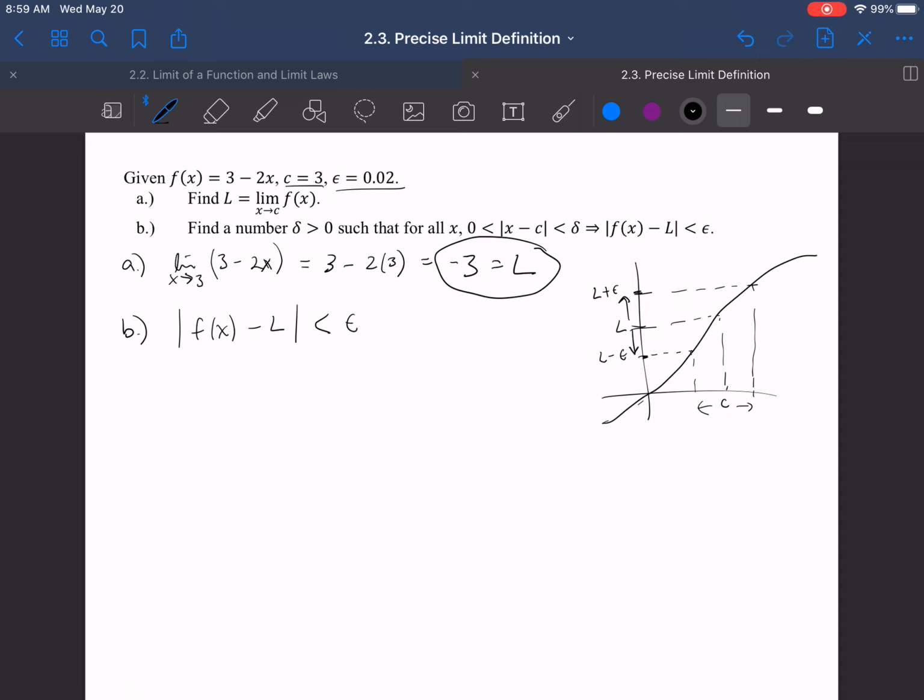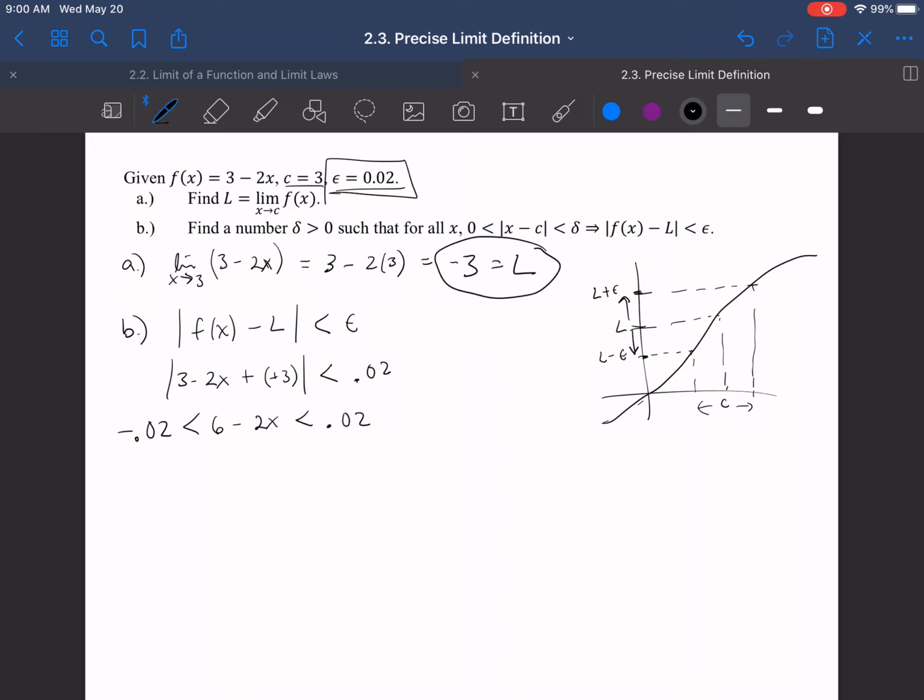All right, so let's plug this in. So this is 3 minus 2x right there, minus negative 3 for L, less than epsilon. And we can go ahead and get rid of that absolute value. So this becomes a plus 3. So this is going to be 6 minus 2x, which has to be less than epsilon. I forgot to write in what epsilon actually is there. Epsilon was 0.02, and negative 0.02, just like that, to get rid of our absolute value.